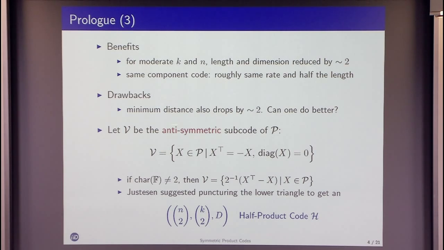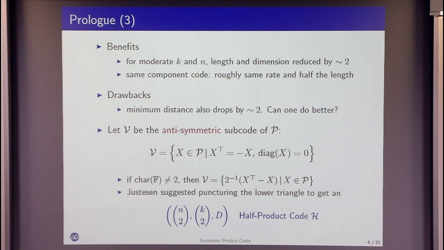Let's instead take the anti-symmetric subcode of P. So I'm going to ask that when I transpose my matrix, I get minus X. If my field has characteristic not 2, that's sufficient to describe it. In characteristic 2, which is where we usually work, of course, minus X is equal to X, so this becomes a trivial statement. So all we want to do then is zero out the diagonal. The key element of this description is that it zeroes out the diagonal.